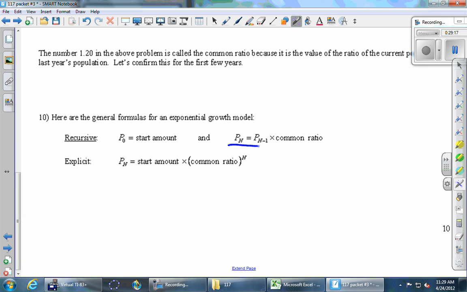Here. If you want to know what you have this year, you take last year's number and multiply by the common ratio. Take yesterday's amount, multiply by 2. Do we buy that formula?